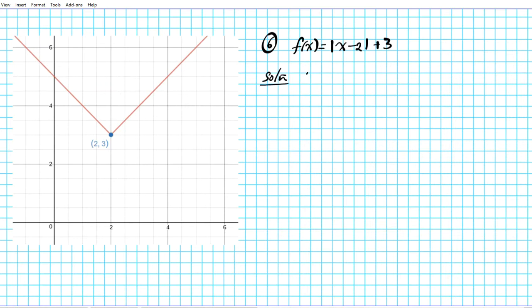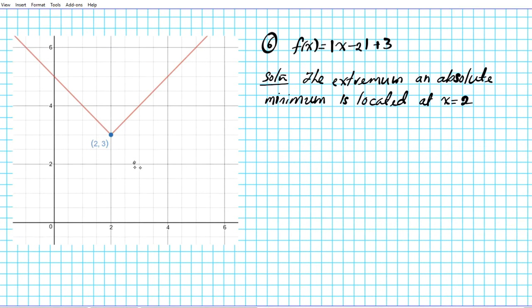The extremum, an absolute minimum, is located at x equals 2. So this point is the absolute minimum, and it is at x equals 2. You know how the absolute value function behaves, right? It's going to just increase to the left and right, and this is the lowest point, the absolute minimum. Alright, so let's get started with the problem.